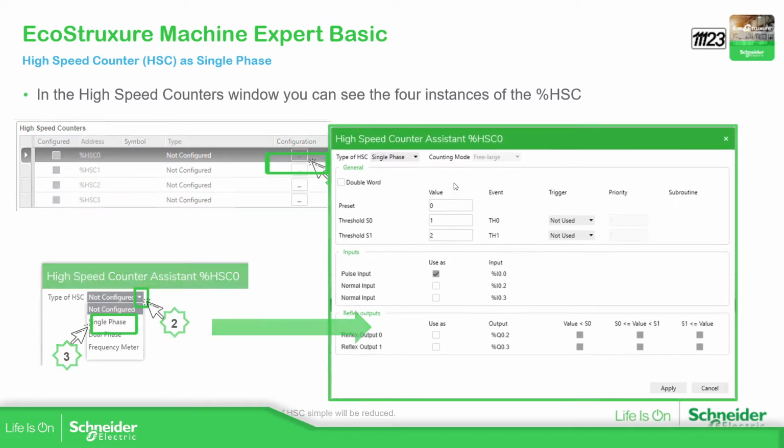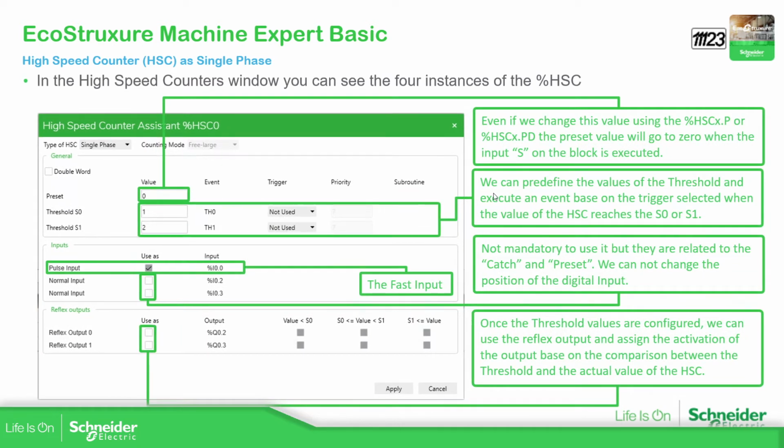Now, once you have this view, there are a few things that you need to know. The first one is here, the double word. By default, the value of the high-speed counter will be in words, but if you want, you can select that as a double word. Then you have the preset, but in our case, as a single phase, even if you assign a value for the preset, it goes to 0. But what is important here are the thresholds.